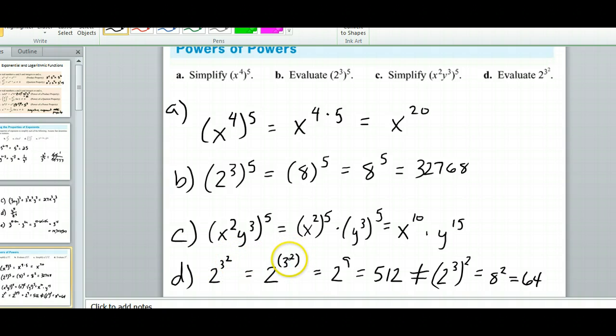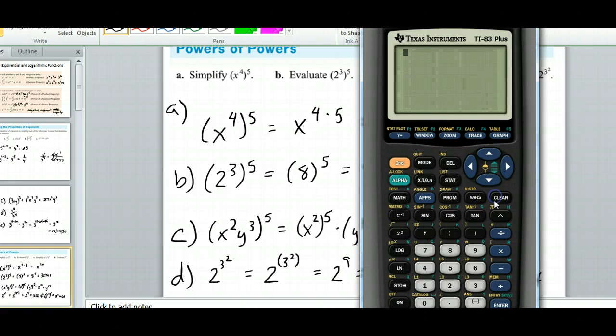You do this first. Remember, we do the innermost exponent. We've got to figure out what this exponent is before we can raise this base to it. Alright, now look at your calculator. If I did 2 raised to the 3 raised to the 2, what does my calculator return? 64. Okay, it's doing it left to right. We've got to understand that we need to do this exponent first.